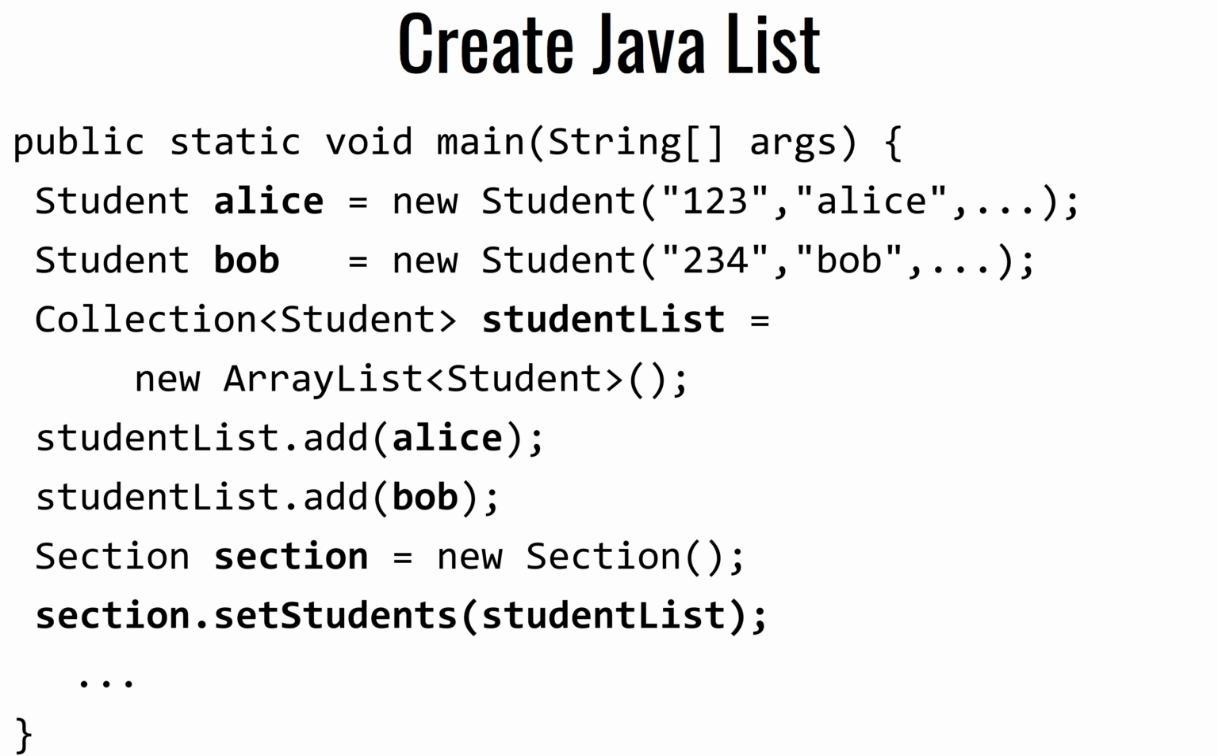So here's where we're building and instantiating a couple of students, Alice and Bob. We're adding them to a collection, and then we're setting the students of the section. So now we have it in memory, this object representation of a section containing multiple students as a collection.